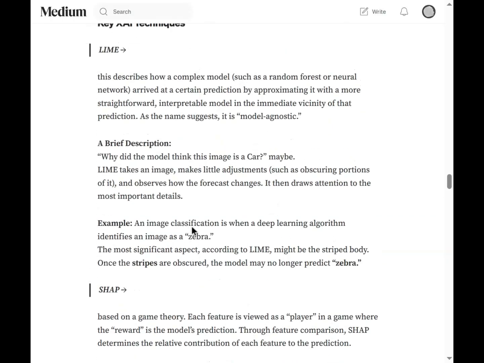So LIME will be telling how it has arrived at a certain prediction in a model-agnostic way. For example, a classification task of images in a deep learning algorithm identifying a zebra. LIME tells us that when it has obscured portions of the image, it has identified the stripes. So the model will be predicting zebra. If there are no stripes, it is not a zebra.